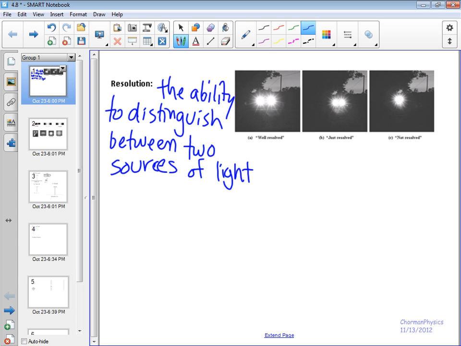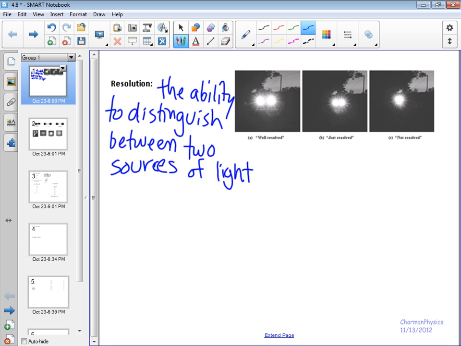But anyways, moving on, we're going to talk about resolution, the ability to distinguish between two sources of light. You have this image here, you have two car headlamps, where we have the two headlamps being well resolved. In other words, the space in between them, we can see that, there are definitely two sources here. Just resolved, they're kind of joining together here, and not resolved, it could be one source. We're not able to tell really between the two central maxima.